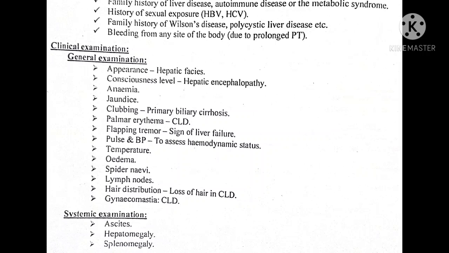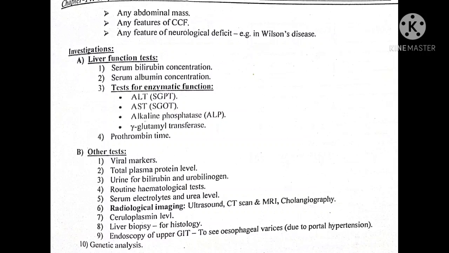Systemic examinations are done to assess if ascites, hepatomegaly, splenomegaly, or any abdominal mass is present, or any features of chronic congestive cardiac failure, and any feature of neurological deficit, for example in Wilson's disease, is present or not. Investigations are done to see liver function tests.